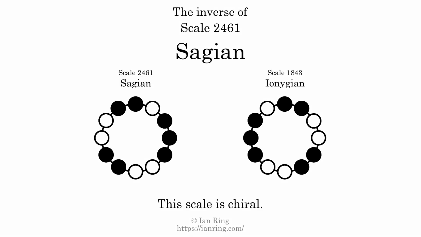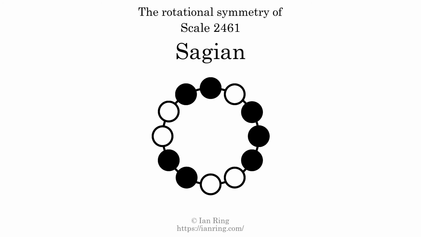The inverse of a scale is a mirror image. It is what you get when the sequence of intervals is reversed. The inverse of this scale is scale 1843, also known as Ionogen. This scale is chiral. It cannot transform into its inverse by rotational transformation. This scale has no rotational symmetry.